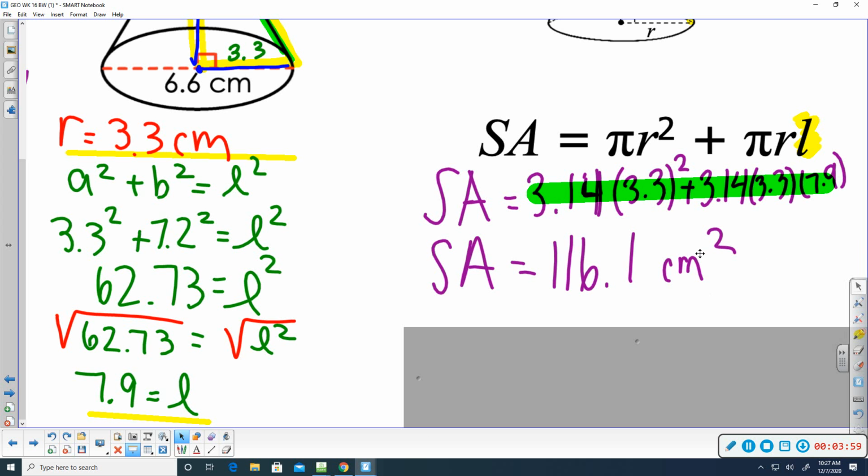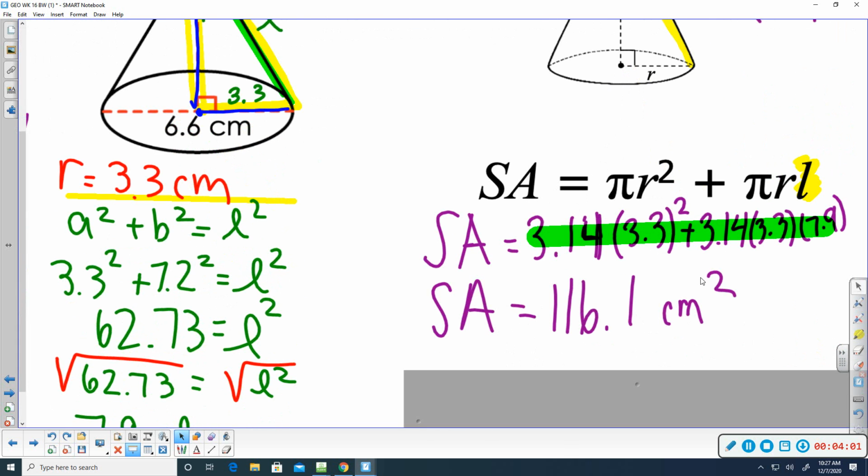Remember, the units here are squared because we're talking about area. When we were talking about volume, our units were cubed, but we're talking about area now, so area are square units.